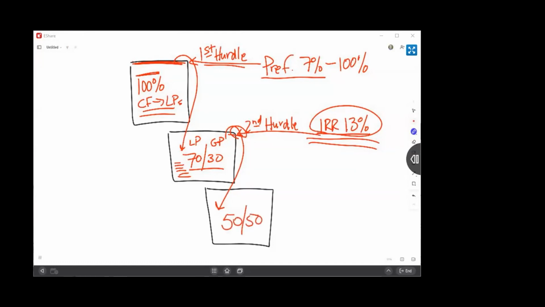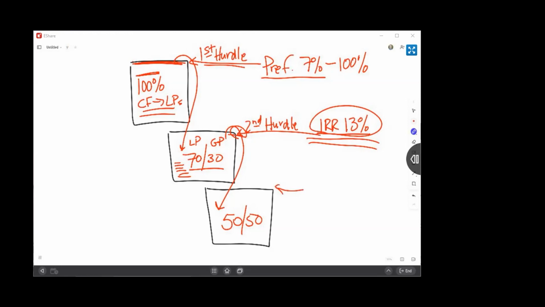So now the remaining cash flow goes 50-50 in this particular situation, okay? And at this point, there is no third hurdle here. This is really what is called a dual hurdle equity structure, where you have three different buckets with two different hurdles. Now you might think, well, what about this one? Is this another hurdle here? No, it's not in this situation.